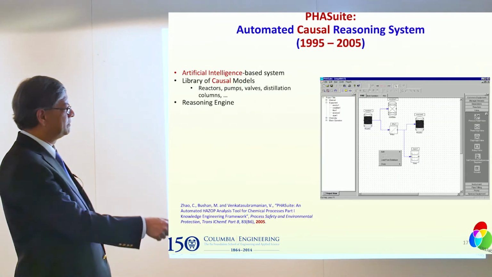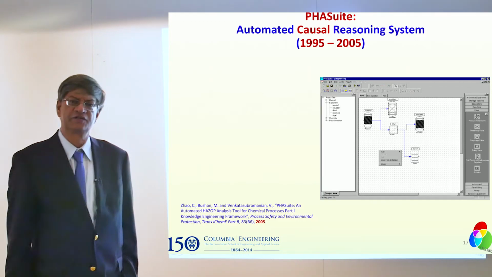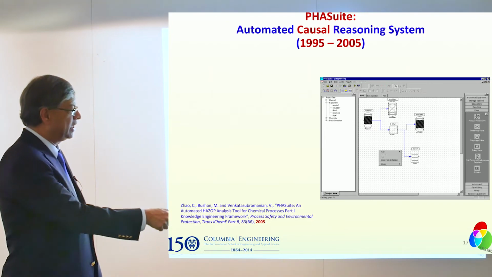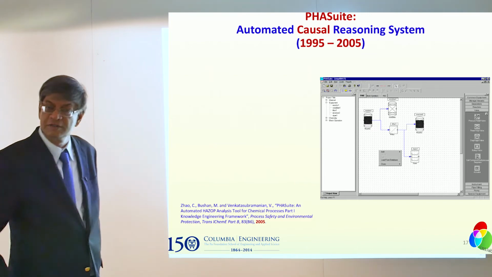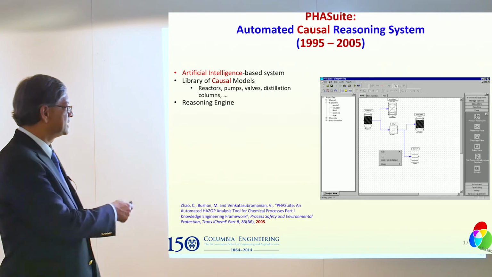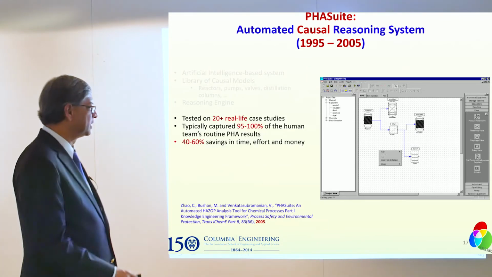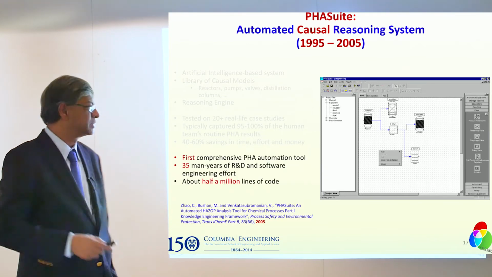It had a library of models, as you see here, and about 100 such models in the library. By hooking up these things and by creating a flow sheet here, you automatically hooked up all the underlying causal models in digraphs and Petri net forms. And it had a reasoning engine where you can create any upsets in any one of the units, and it will propagate throughout and figure out all the causes and consequences.